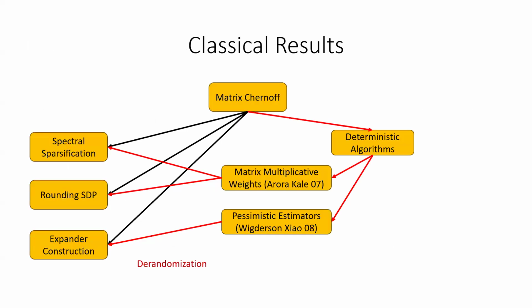So again, let's compare our results with some classical results. Maybe you are familiar with matrix Chernoff bounds and these kinds of things. Back in '07, '08, people like Wigderson and Xiao and Arora and Kale de-randomized these classical matrix concentration inequalities using techniques like pessimistic estimators or matrix multiplicative weights. And this led to deterministic algorithms for spectral sparsification, SDP rounding, and expander graph construction, all sorts of nice deterministic applications in computer science. So it is well known how to de-randomize those classical inequalities.